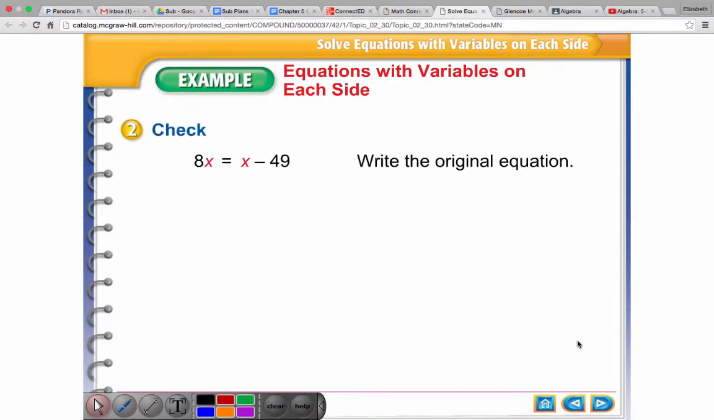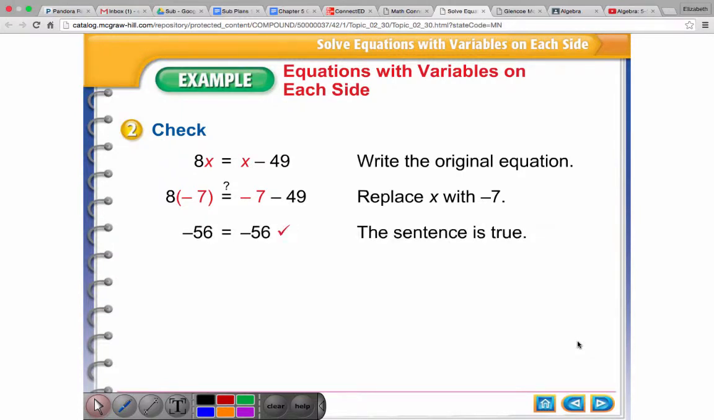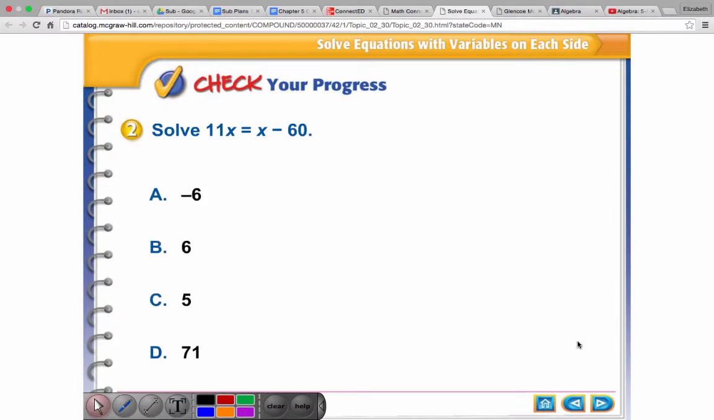Then you can check it by plugging that number into the original equation, and as you can see, you end up with it being true.